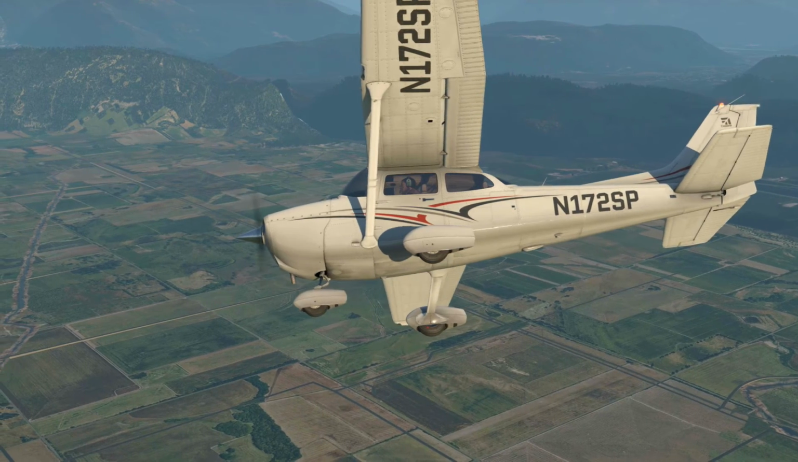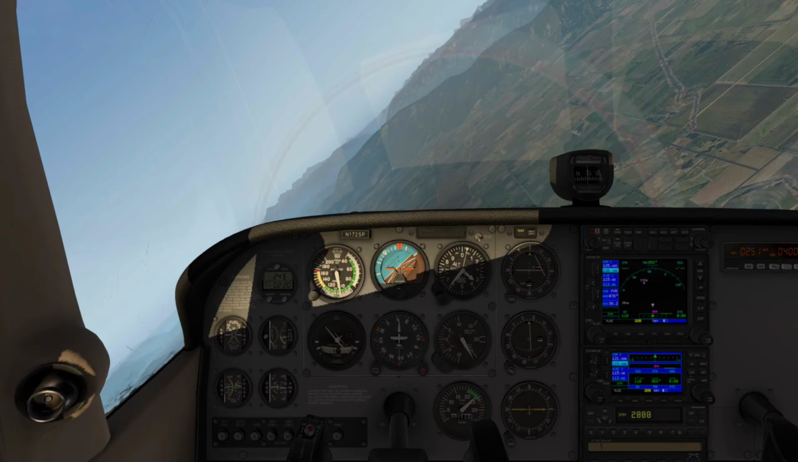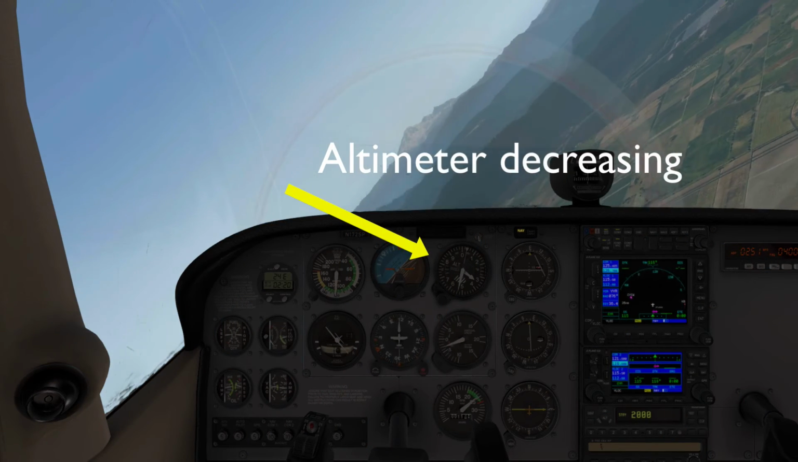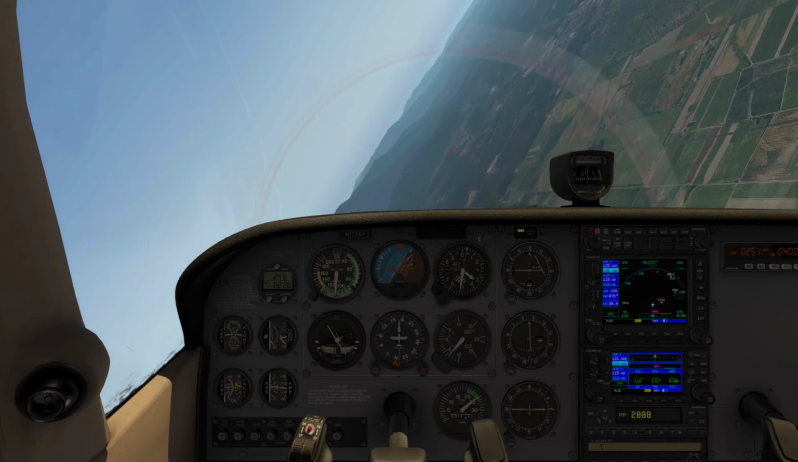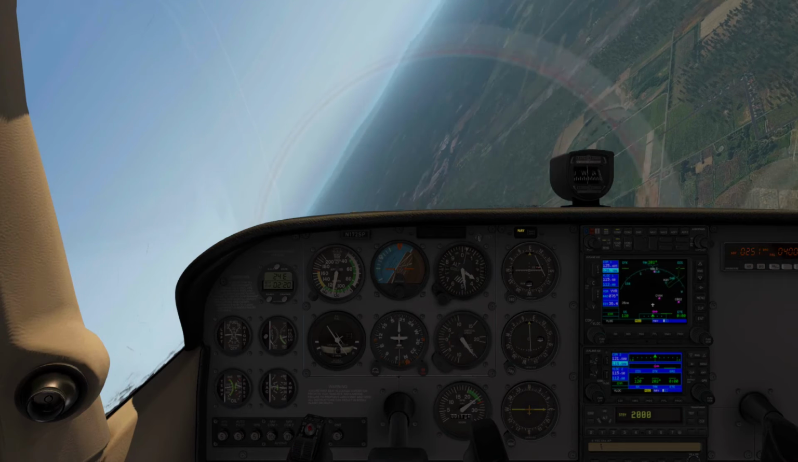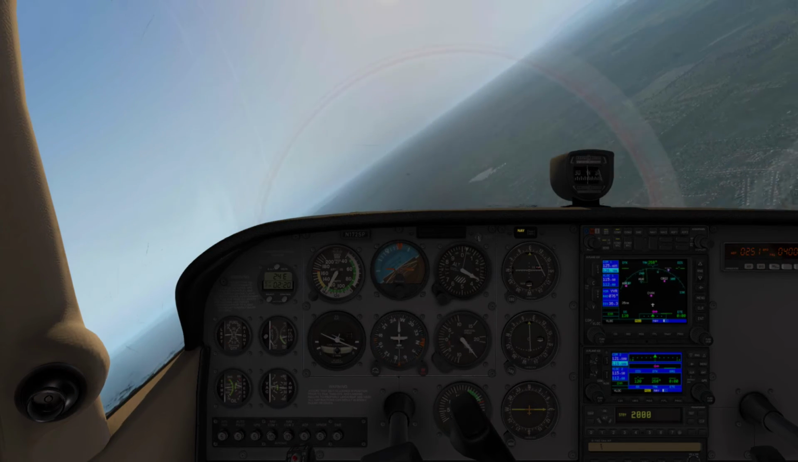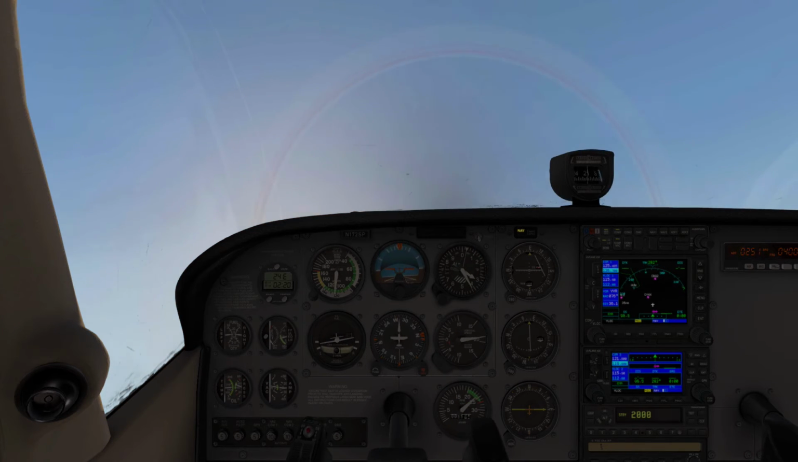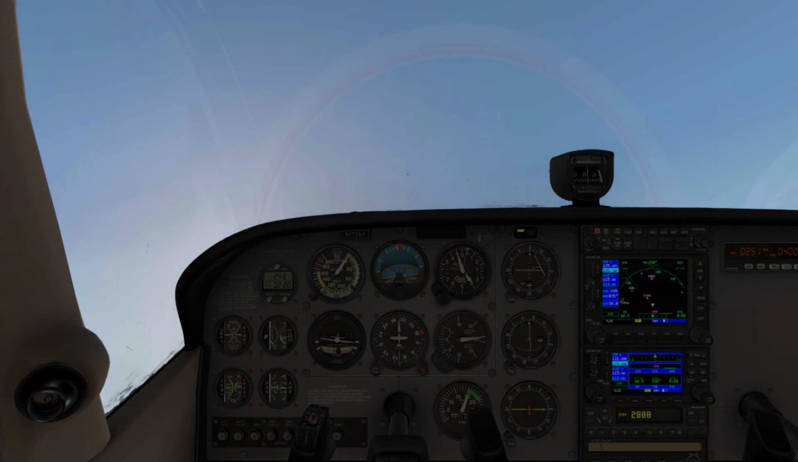If we go inside, you can see our altitude is decreasing as that bank continues, and some of our lift is vectored to the horizontal. As we roll out and go level, you can see immediately the lift that we have been vectoring to the side is now vectoring directly towards the earth, and we enter a climb.